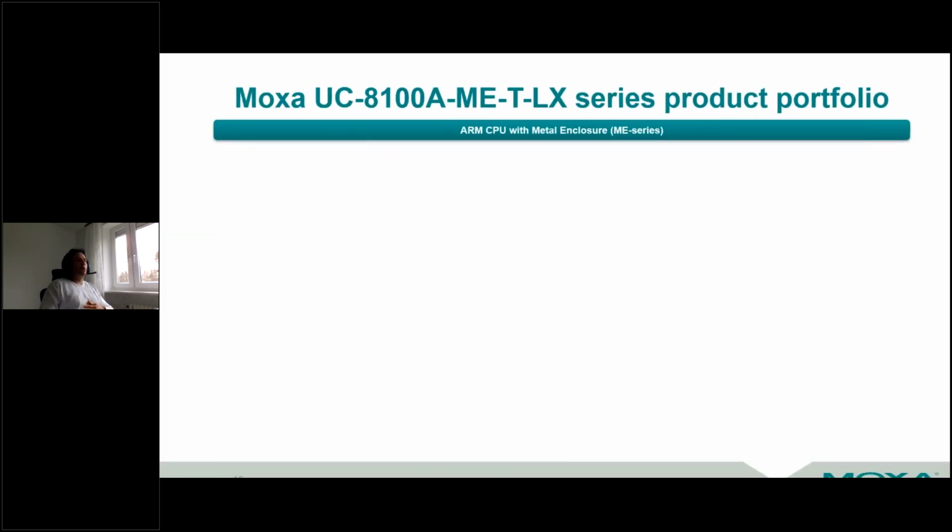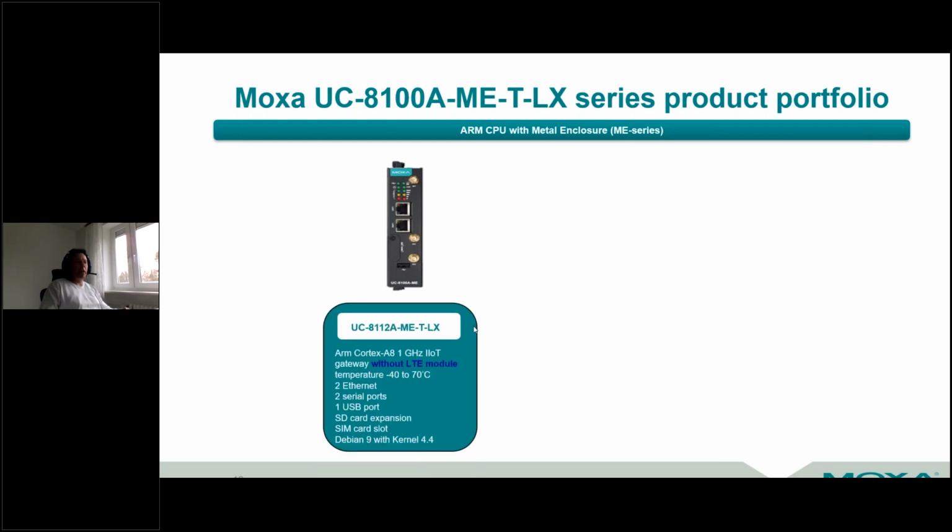The next representative of the UC-8100 series is UC-8100A, which comes with a metal enclosure. Metal enclosure stands in the name of the device as ME. The first representative is UC-8112A-ME, metal enclosure. T stands for extended temperature range, and LX for the installed operating system, which is based on Debian 9 for ARM architecture. This computer comes without an LTE module installed inside. But of course, you can open the case and insert the module inside, and you're ready to go. Cellular module using AT commands or Moxa cell management utility, or Wi-Fi module using Wi-Fi management utility. Moxa enables easily running any of the LTE or Wi-Fi modules on the customer side.